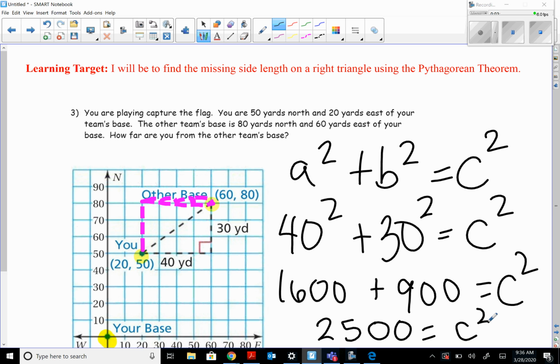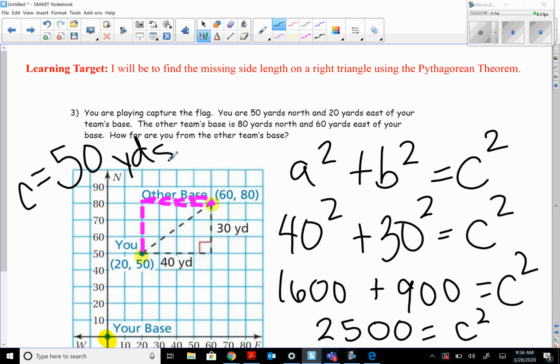Now, you can use a calculator, but really you don't have to, because you've got that perfect square 25 in that number. So you can probably do this in your head. But the square root is 50. So C equals 50, and we are giving our answer in yards. So that means you are 50 yards away from the other team's base.